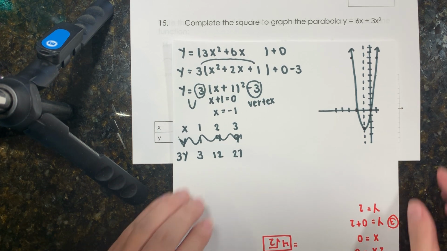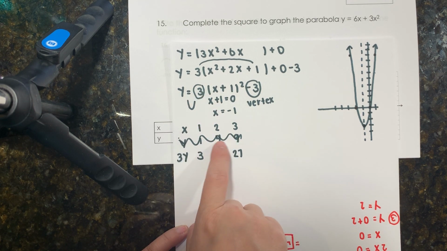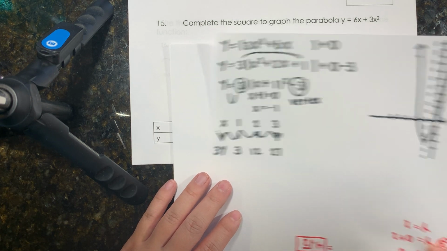And that concludes number 15, so how you do your parabola. So whatever number you factor out is what you multiply by your y values, and that will determine how narrow or wide your parabola is going to be.